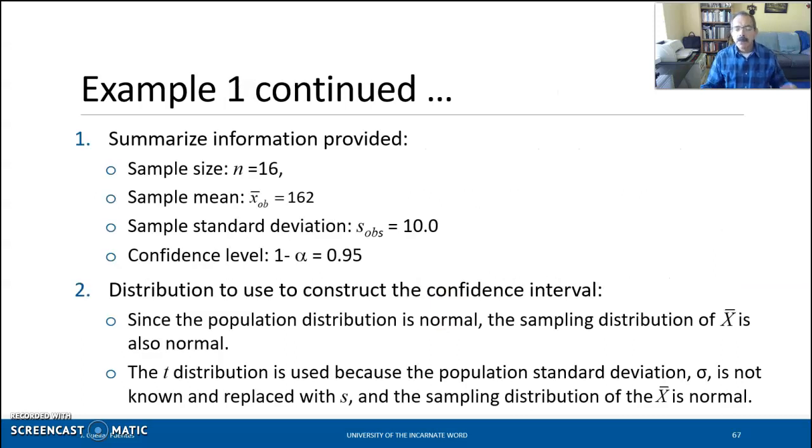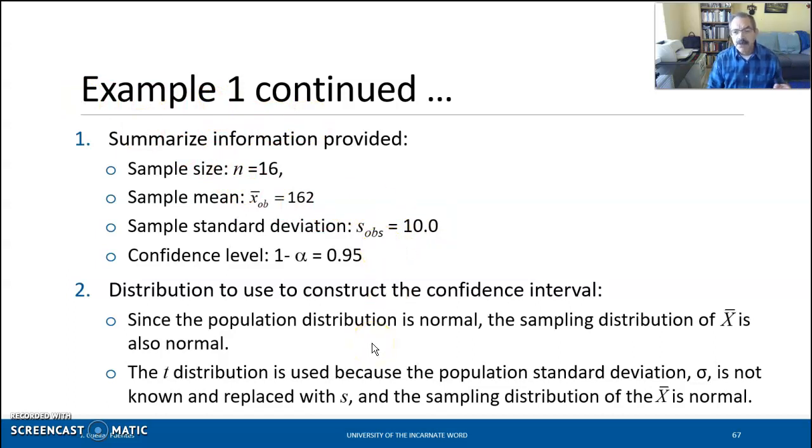When you solve these kinds of problems, I recommend that you follow this order. Number one, summarize the information. Make sure you understand each piece of information given to you in the problem. Typically these problems give you the sample size, the sample mean, the sample standard deviation, and the confidence level. That's the information that we need to construct the confidence interval.